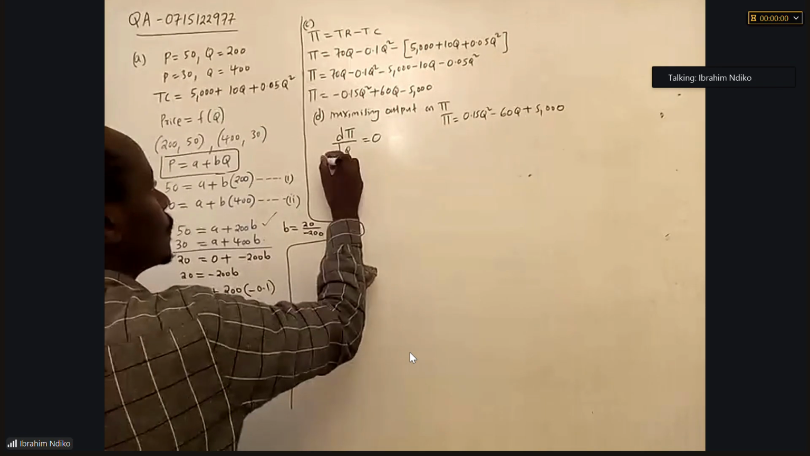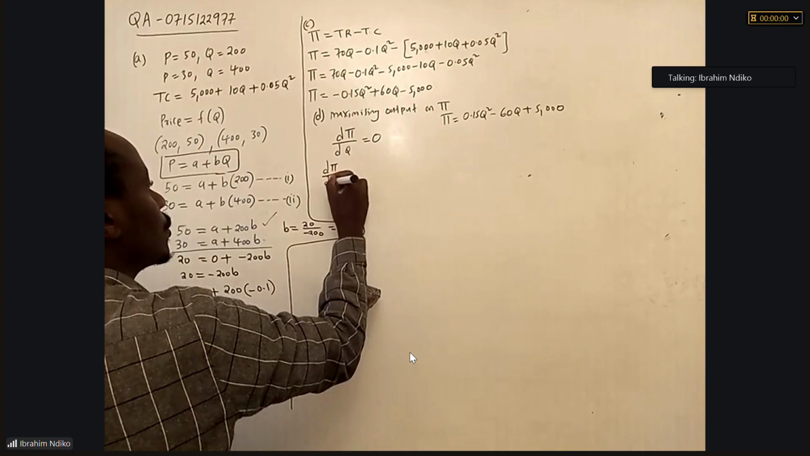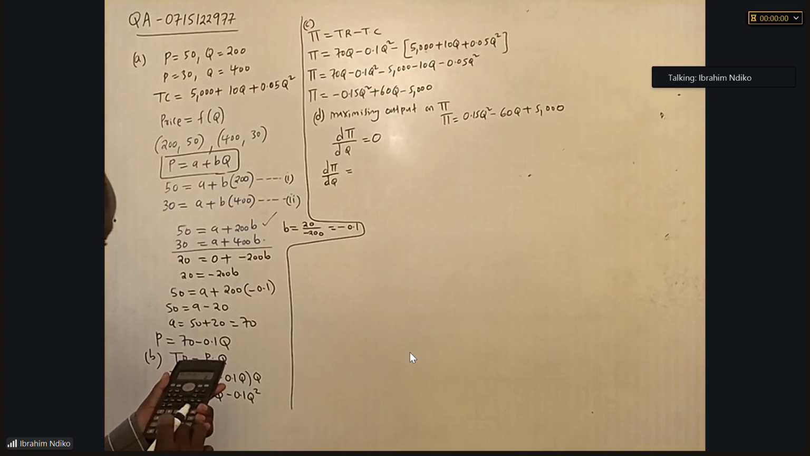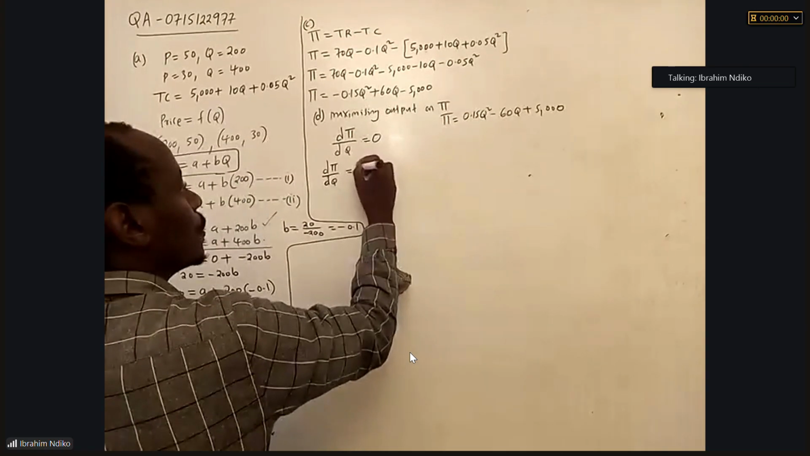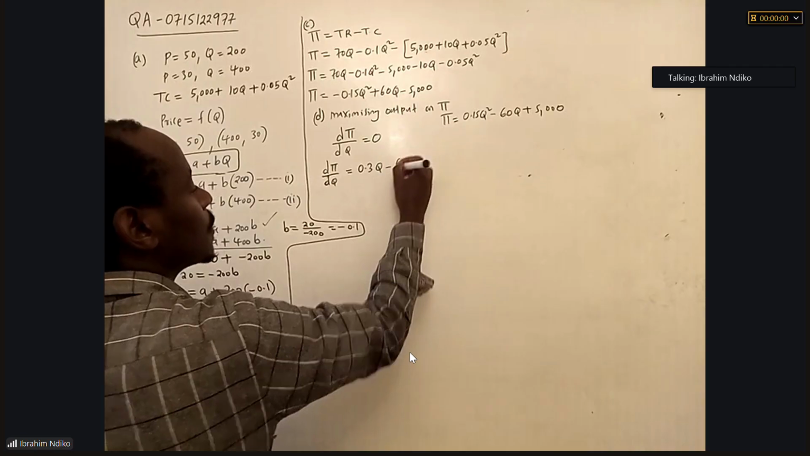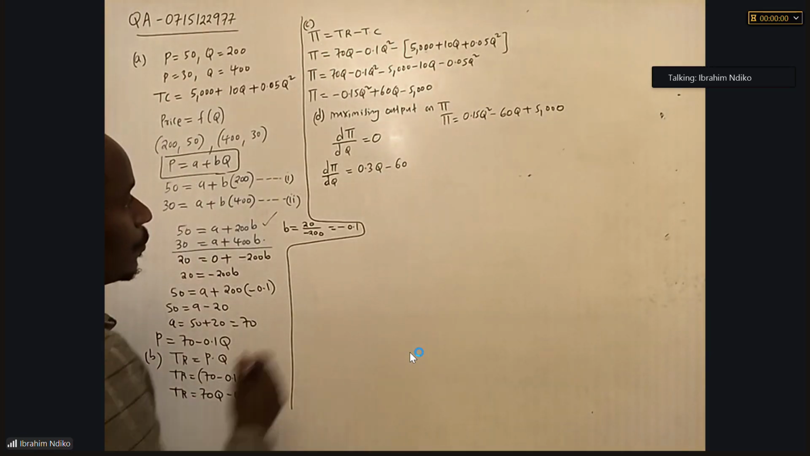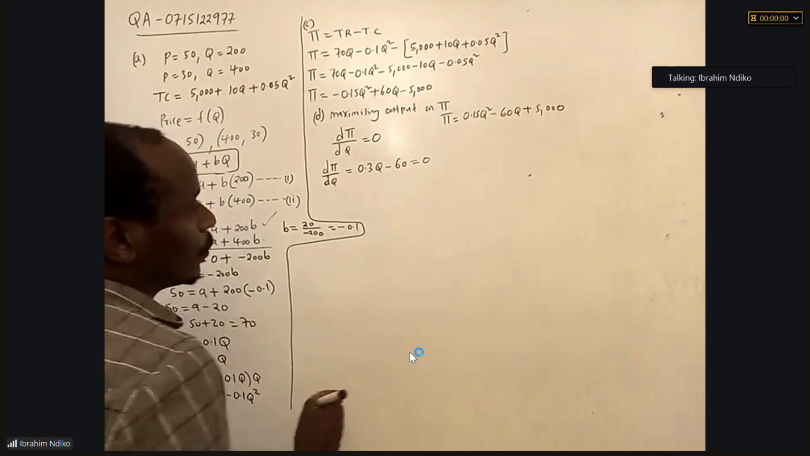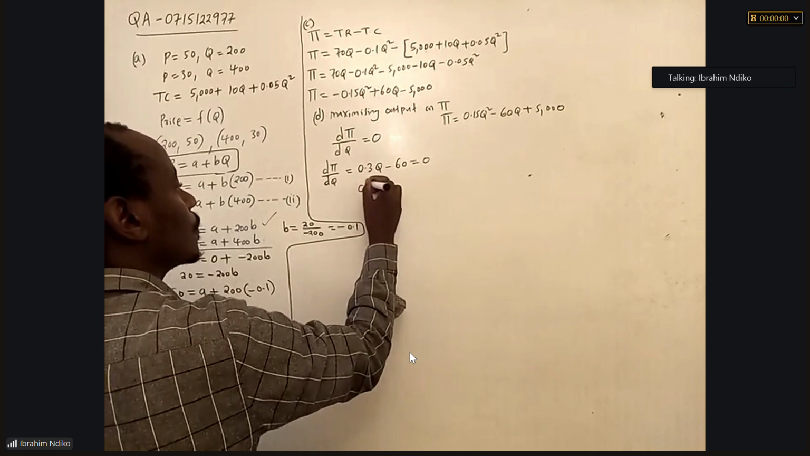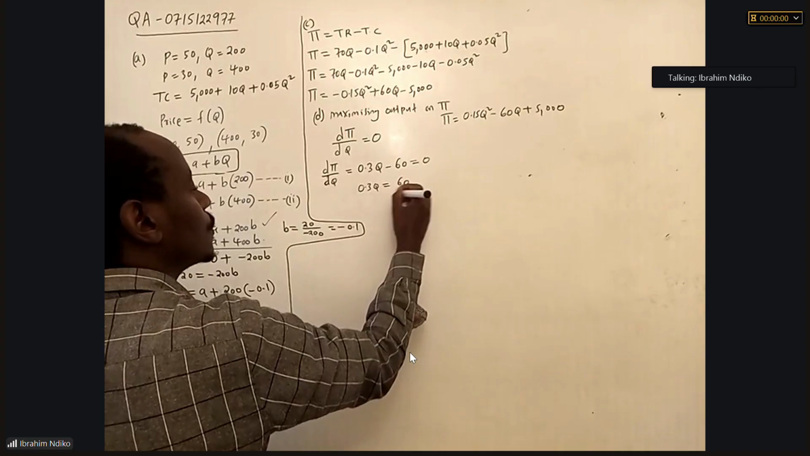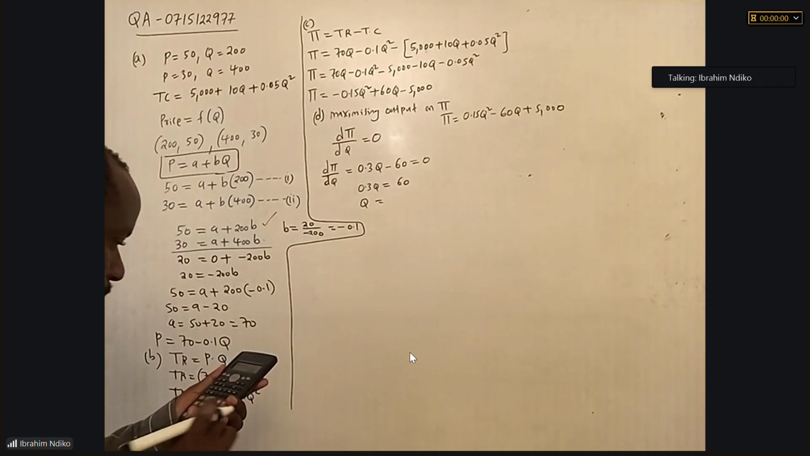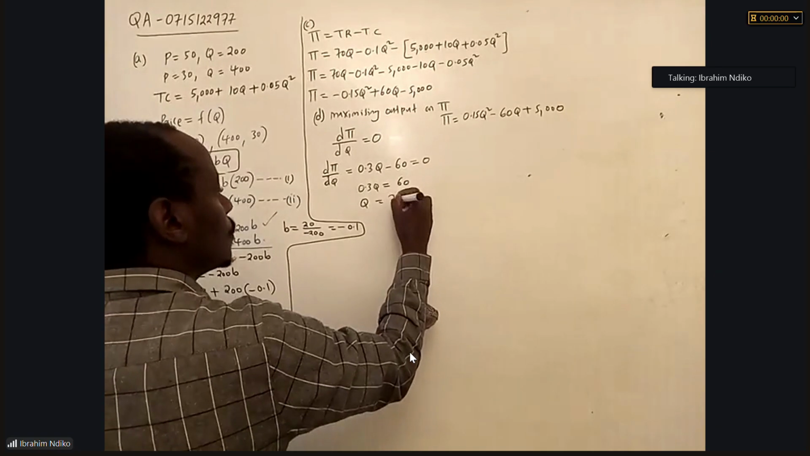Let us find the change in profit over change in q. That was 0.15 times 2 is 0.3q minus 60. So find the value which must be equal to 0. Let's find the value of q. So 0.3q is equal to 60. Q equal to 60 divided by 0.3, so 200 units.